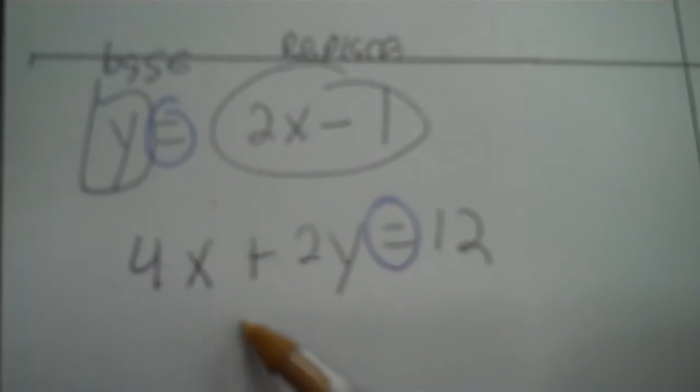All right, now, this time the y is the letter that's all alone, okay? And that's the base. The replacement expression is 2x minus 1. And then we have 4x plus 2y equals 12. So I took the other equation, the one that doesn't have the base replace, and wrote it over here. I just copied it down. Now, whatever letter was by itself as the base, I made a parentheses around it. You need to cross that out, and above it, put the replace expression, 2x minus 1.